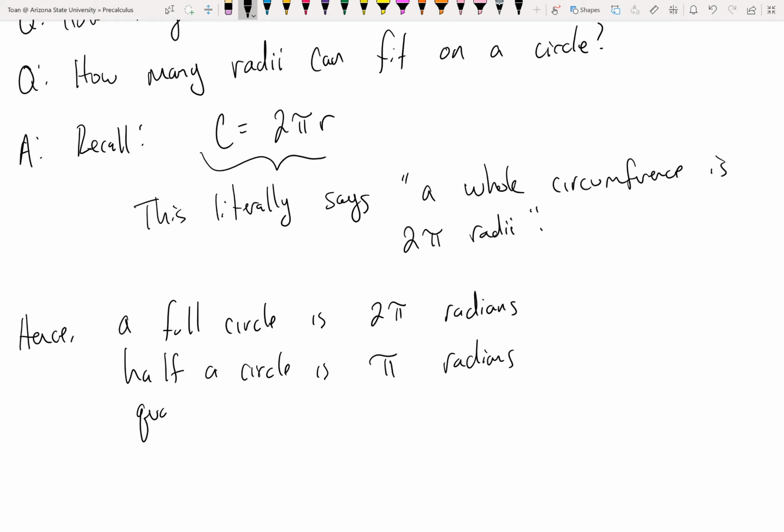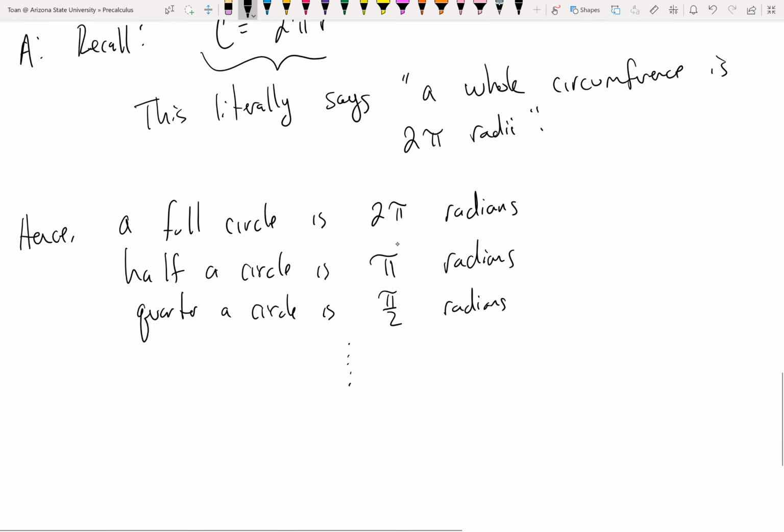A quarter of a circle is pi halves radians, so on and so forth. So that's all. Radian is just another way of measuring angles. They do it in terms of radii, which uses pi, but that's totally fine. It isn't anything new or fancy.